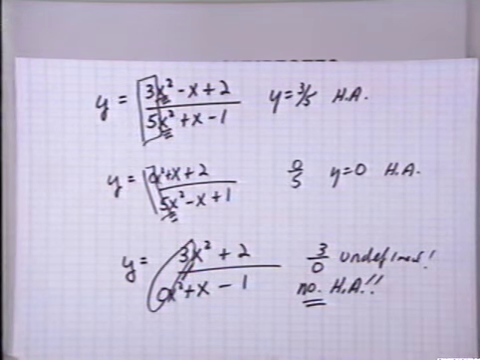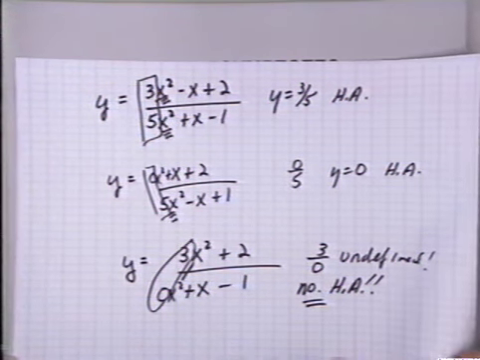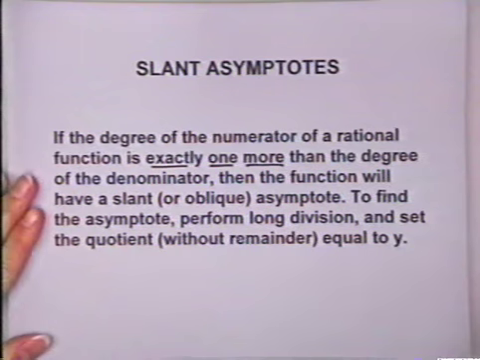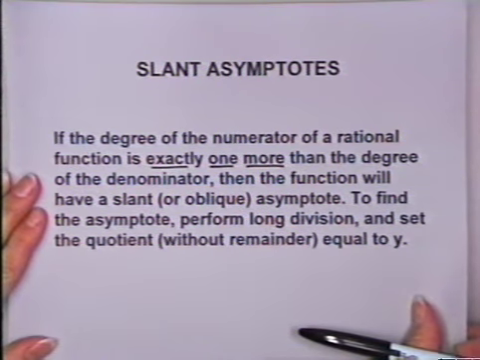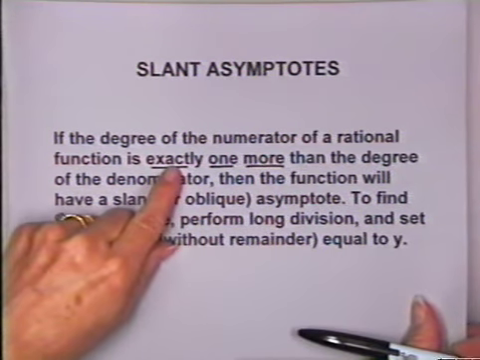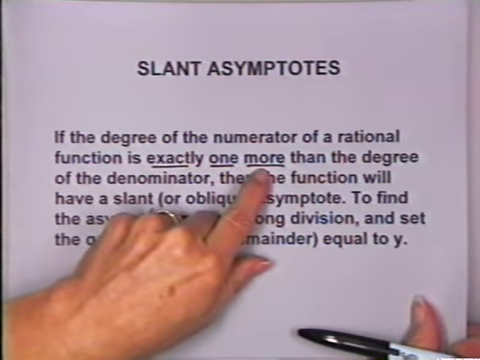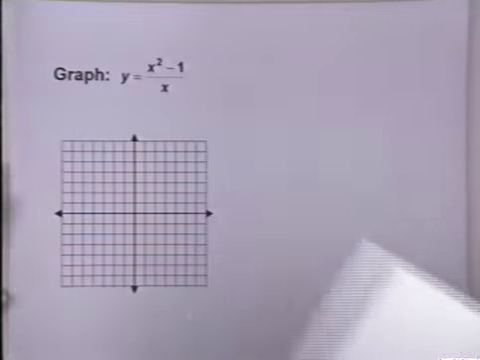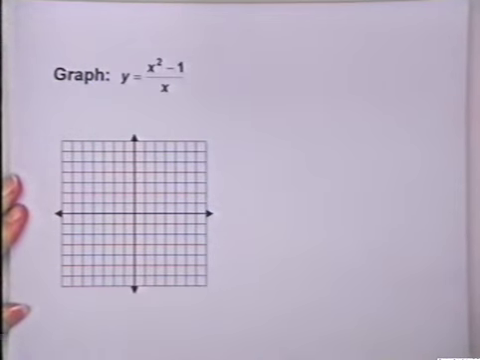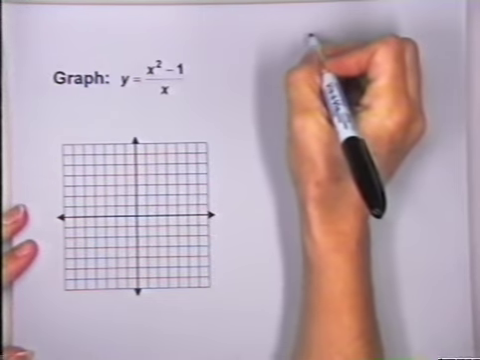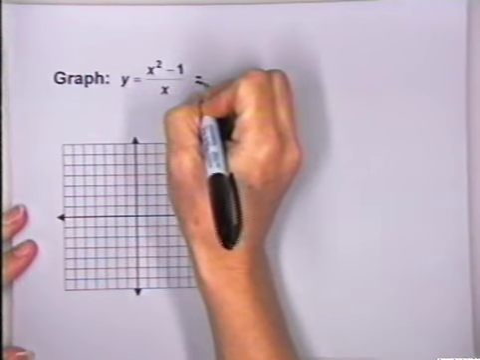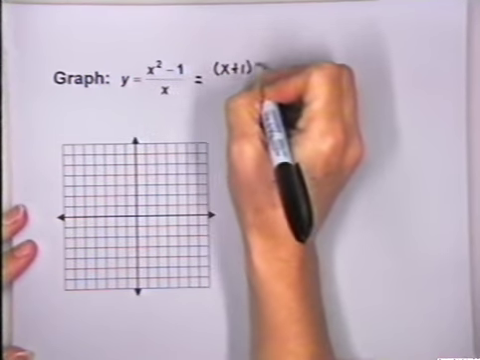There's not one. But what we're learning is that there might be what we call a slant asymptote. And so that's what we're going to be working with. If the power in the numerator is larger than the power in the denominator, we will not have a horizontal asymptote. If the power is, notice, exactly 1 more, then we will have a slant asymptote. Let's look at this first problem. We're to graph y equals x squared minus 1 divided by x. Now, I want to just leave it in this form right now, except I want to factor the numerator right quickly.